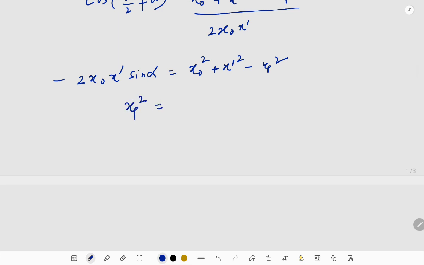So I can write here x1 square equals x dash square plus x naught square plus 2 x naught x dash sine alpha. And now what? Now what can I do?